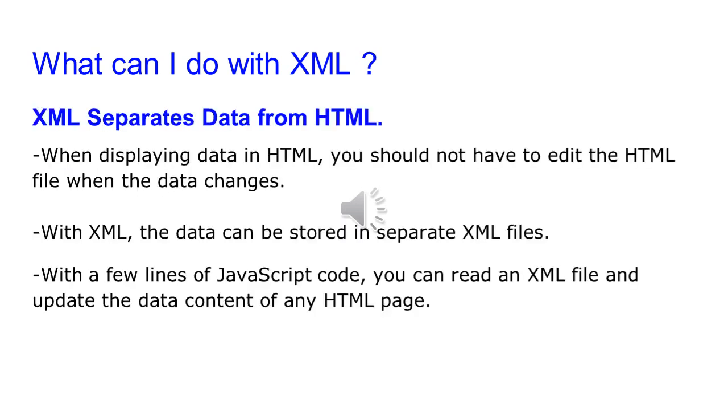XML separates data from HTML. So when displaying data in HTML, you should not have to edit the HTML file when the data changes. With XML, the data can be stored in separate XML files. So this is the difference between XML and HTML. With a few lines of JavaScript code, you can read an XML file and update the data content of any HTML page.